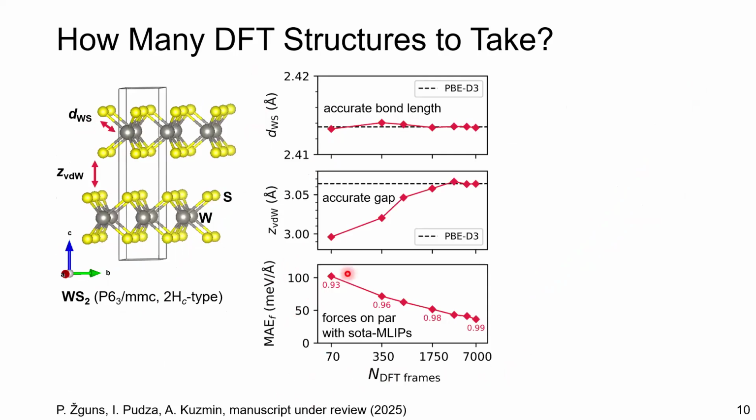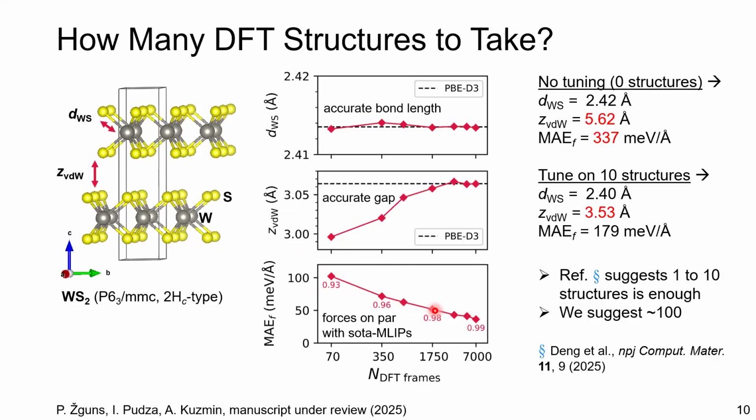And you see pretty much that even with on the order of 100 structures, I get a quite accurate bond length. I get quite, well, not quite, but reasonable van der Waals gap. And also this error is getting comparable to state-of-the-art MLIPs, which in my opinion is very good. And of course, you can increase the size of the dataset to make it even better. So there's kind of a trade-off between how much you can invest and how accurate you need.